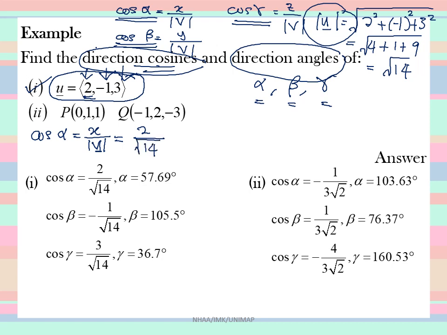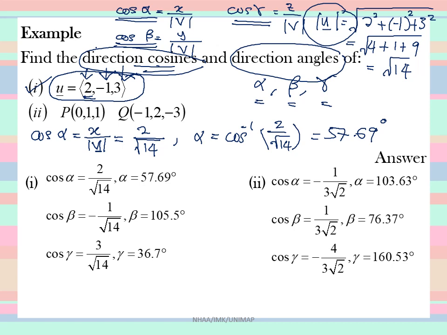Alright, and to find the direction angle, which is the alpha, this is equivalent to cosine inverse of 2 over square root of 14. Okay, so insert this into your calculator, you will get the value, the angle for your alpha is 57.69 degree.